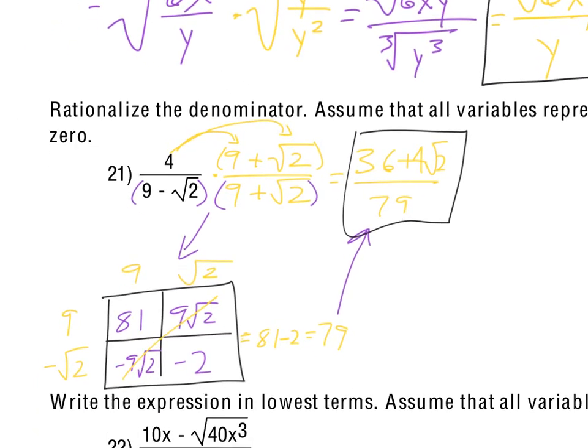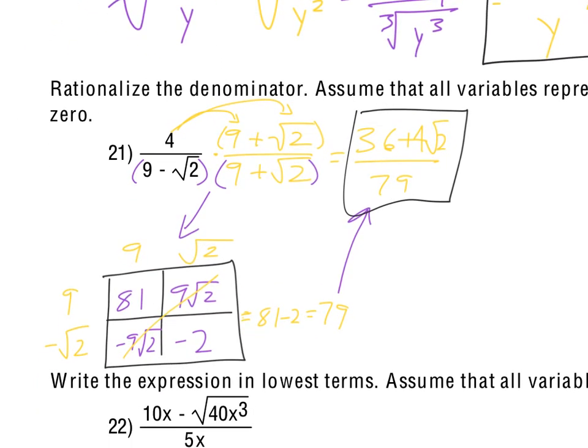Alright, rationalizing the denominator here. So a little bit different when the denominator is something like a 9 minus the square root of 2. We have to use its conjugate, so 9 plus the square root of 2, and of course we have to do the same thing to the numerator and the denominator. In the numerator, it's not too bad to just distribute the 4 through. We get 36 plus 4 square roots of 2.